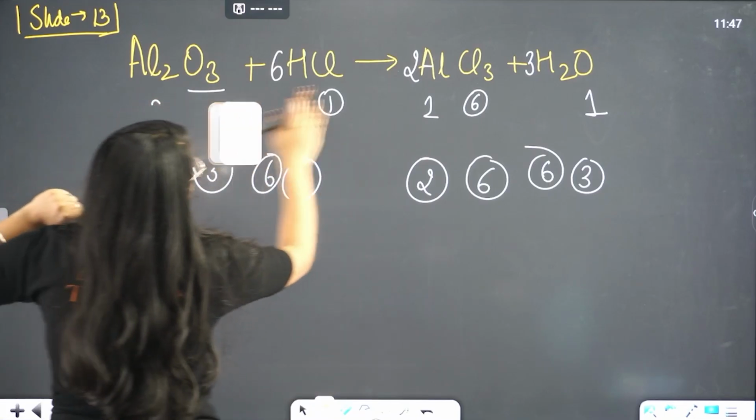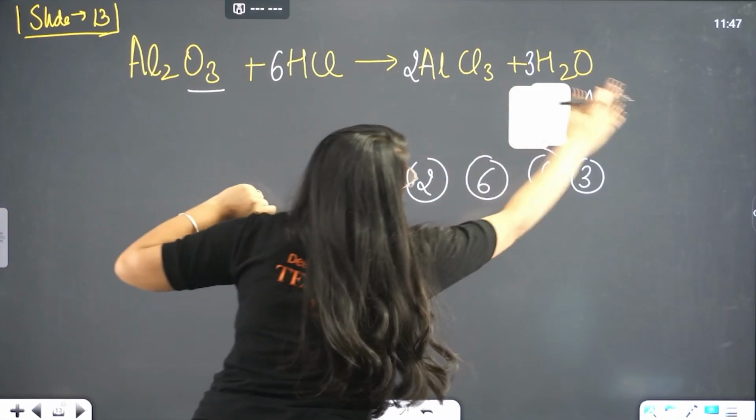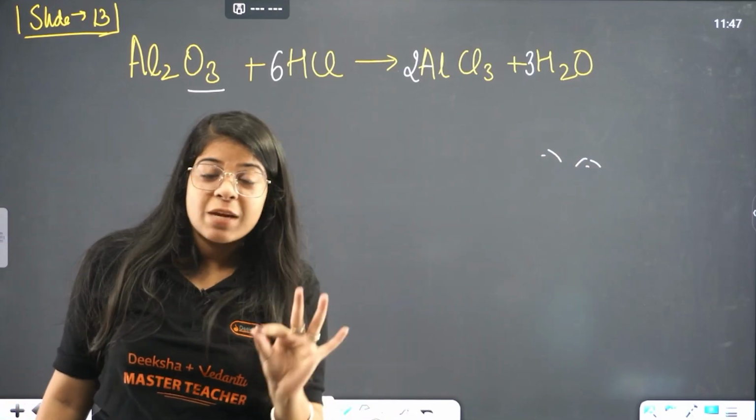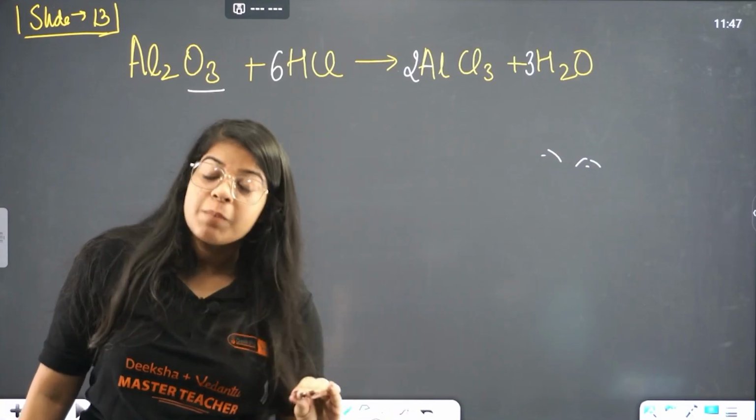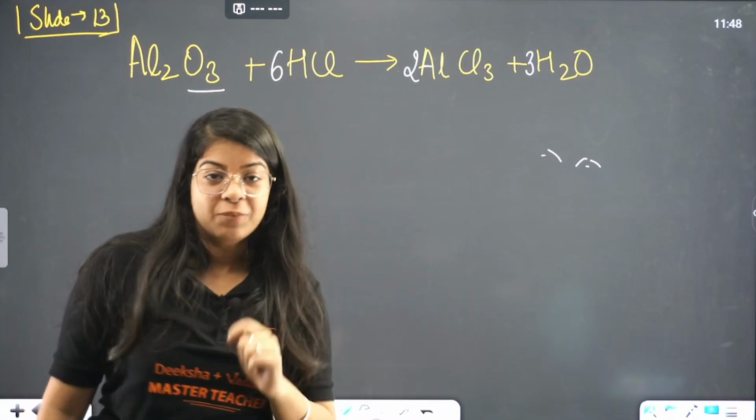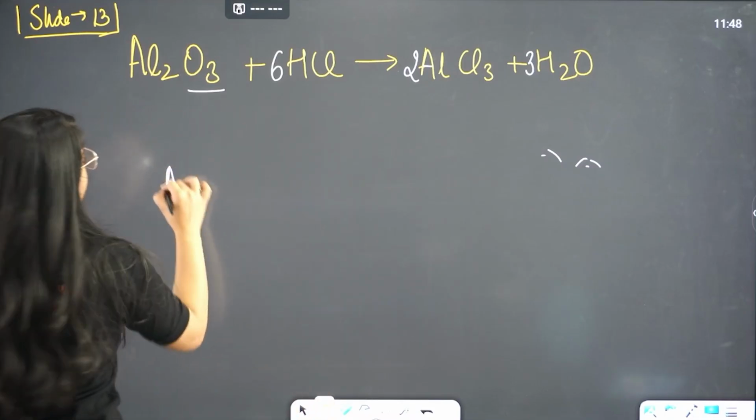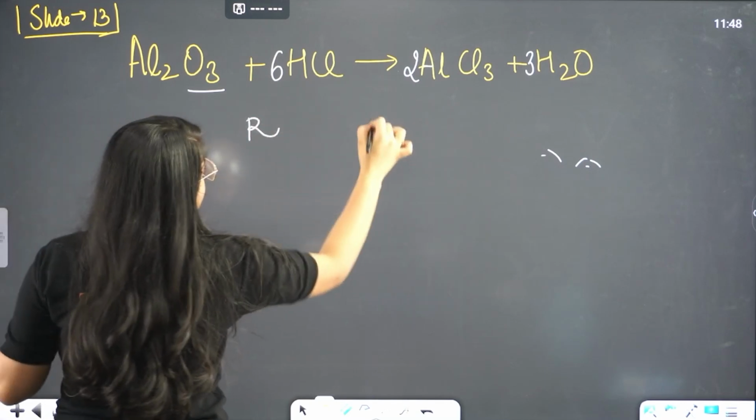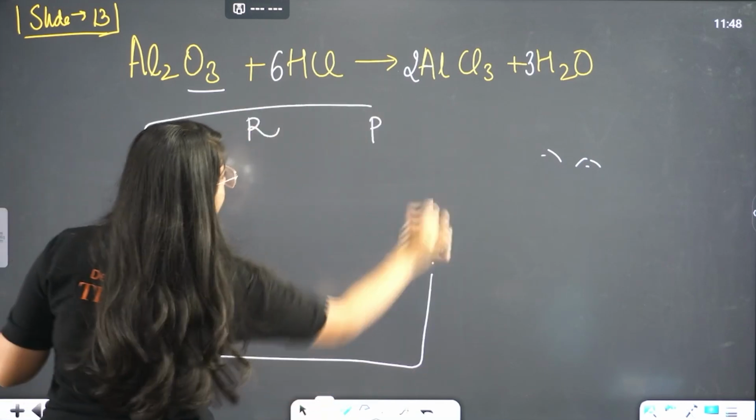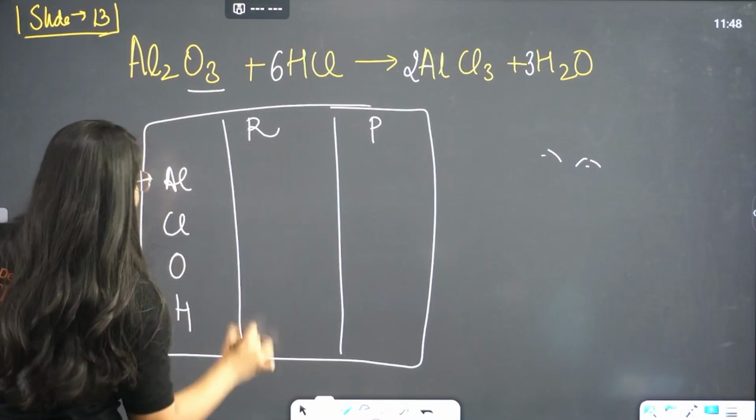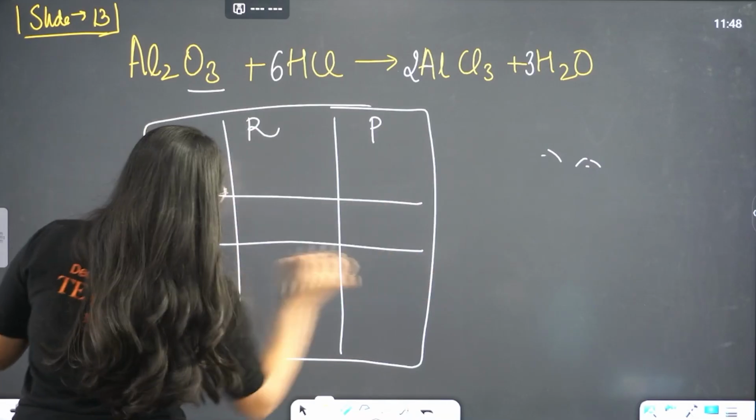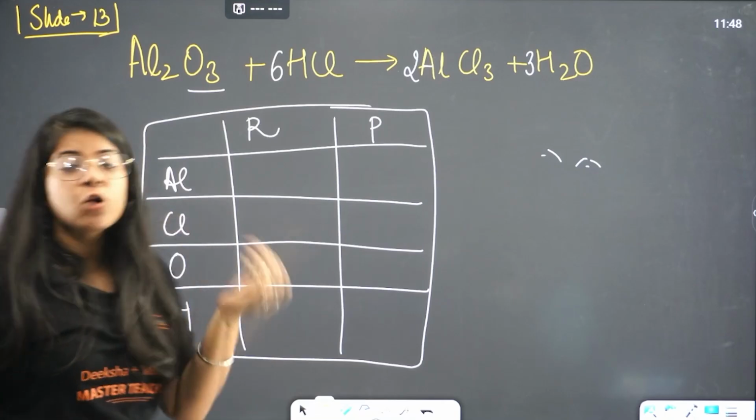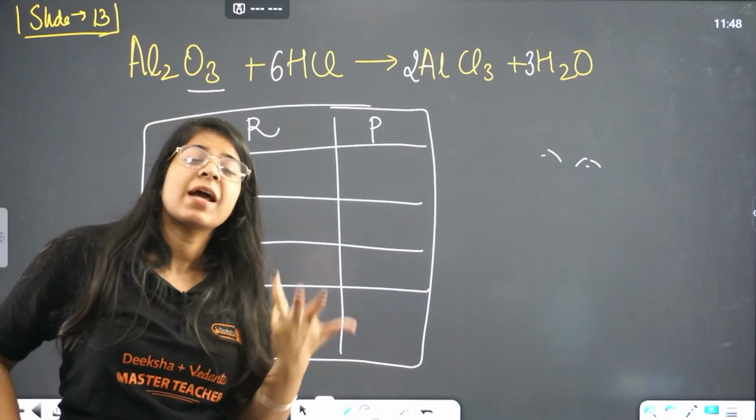Now let's see if the equation is balanced or not. Finally, why, ma'am? We just balanced. Rechecking is very important in your boards, and you will make mistakes because I did as well. Right? So aluminium, chlorine, oxygen, hydrogen, reactants and products. This is our whole table. You can make it before balancing as well. But if you want, you can also try without making this table so that you practice a little bit.